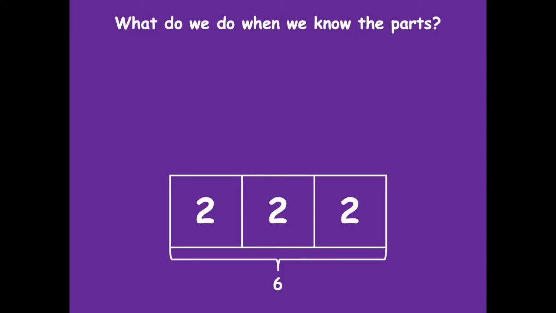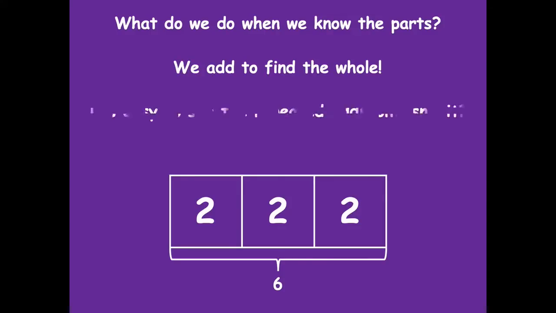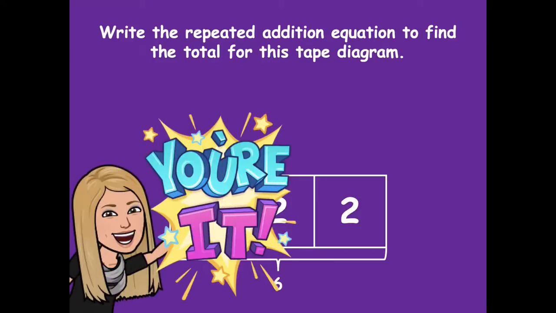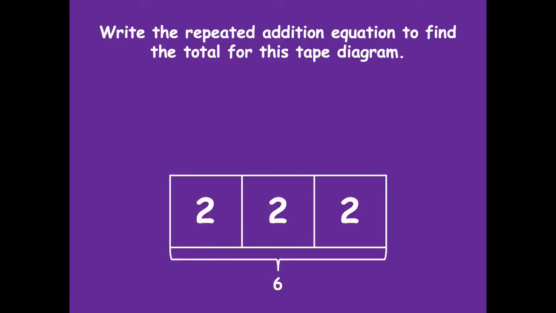So what do we know when we add the parts? What are we trying to do? Yeah, we're going to add them to find the whole. It's easy to see the repeated addition now with those numbers, isn't it? Because you would just stick a plus sign in between and you would have your repeated addition sentence. So write the repeated addition equation to find the total for this tape diagram. That means you need to solve this problem too. Write the equals and then your sum. So pause the video, do that, and then click play when you're ready for the next step.